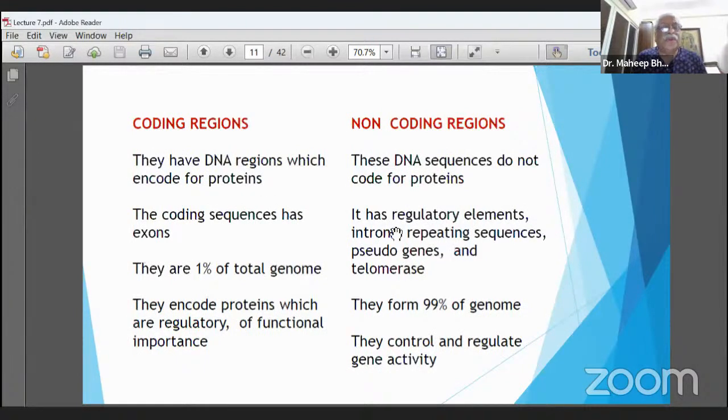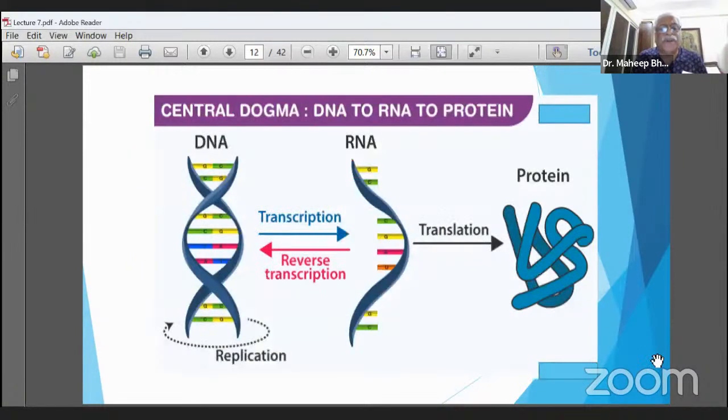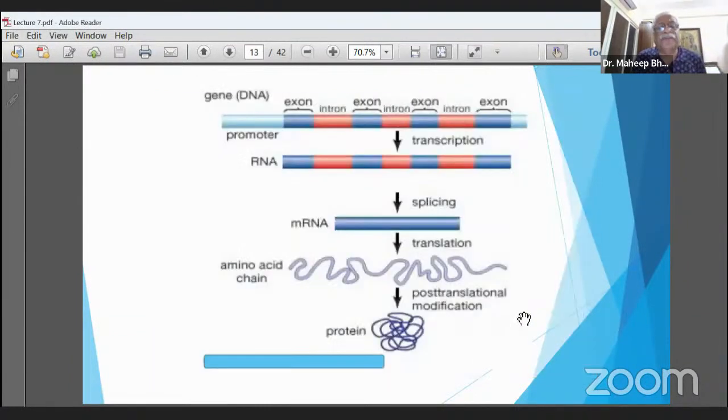Well, I'm not going into details of the coding regions and non-coding regions. It is self-explanatory. I'm also not going into details of this because I already explained it to you. And this is actually the phenomenon of how the protein is produced from the DNA.